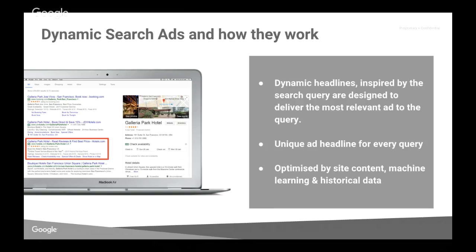Now, how they work. With dynamic search ads, dynamic headlines are generated that are inspired by the search query and are designed to deliver the most relevant ad to the query involved. There's a unique ad headline for every query, and these ads are optimized by site content, machine learning, and historical data.